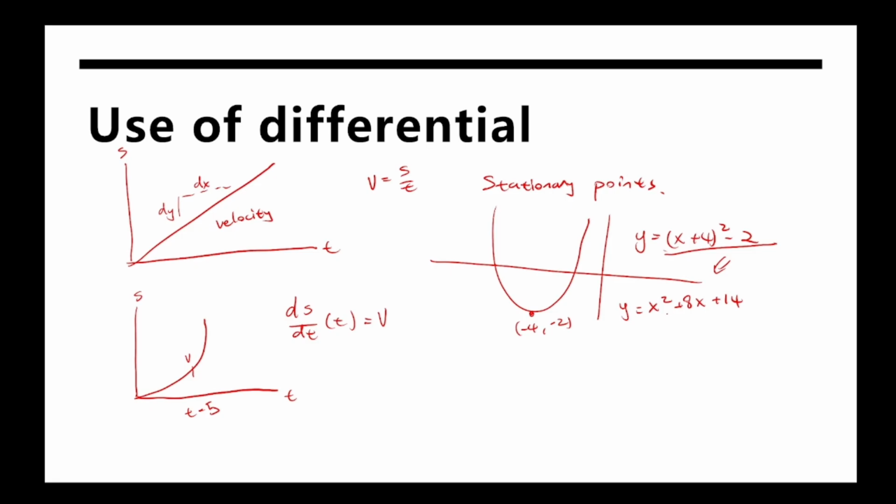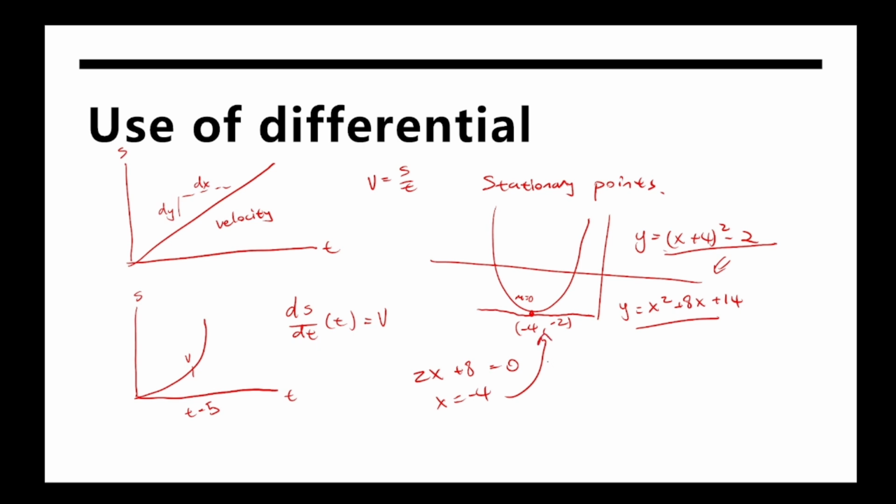Well, other than completing the square, you can find the stationary point by differentiating this. Differential of this is 2x plus 8. Very simple, by the power rule. And we set this to 0 because at the stationary point, the gradient is 0. M equals 0. And we solve this. Pretty simple. X equals -4. And here we get it.